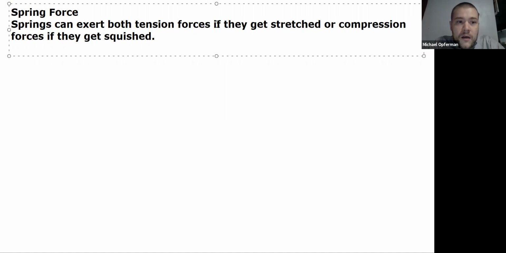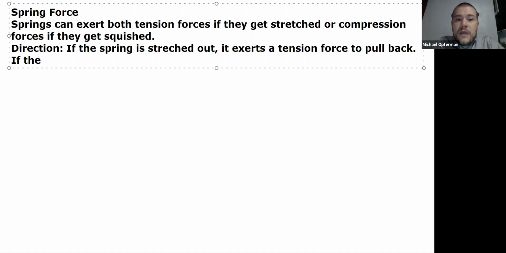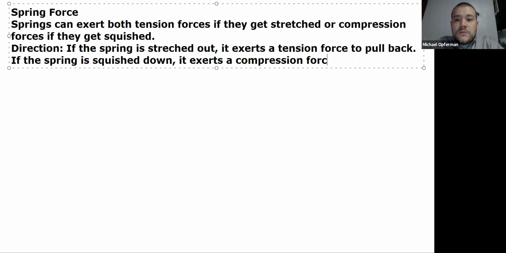Now, the direction of a spring force is going to be what was just described in that previous sentence. So if the spring is stretched out, it exerts a tension force to pull back. And if the spring is squished down, it exerts a compression force to push back. So that's basically the direction of the spring force.